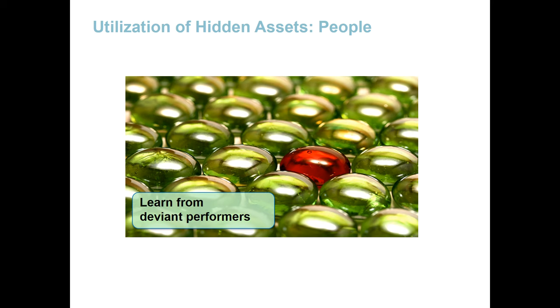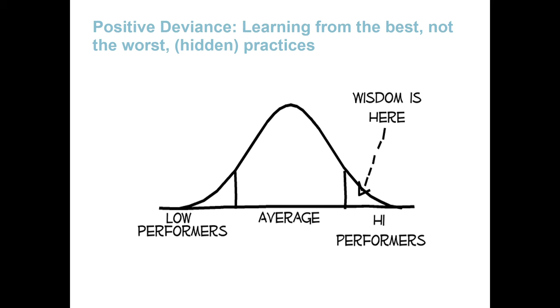I wanted to give you a third example of utilizing hidden assets, which is learning from people in your workforce. So here the idea is that in a large workforce, typically we have what are called deviant performers. So people in our workforce that are meant to do the same as everybody else, but some of them do things a little bit differently and, importantly, do things better.